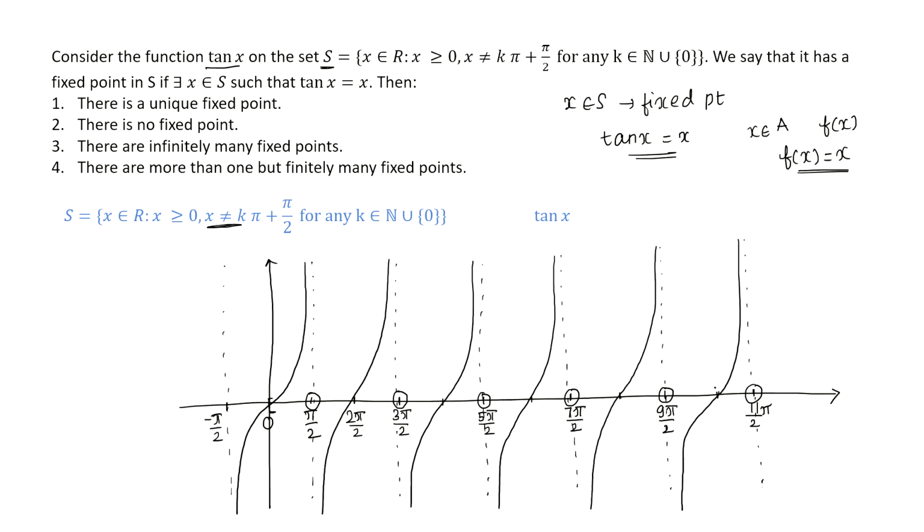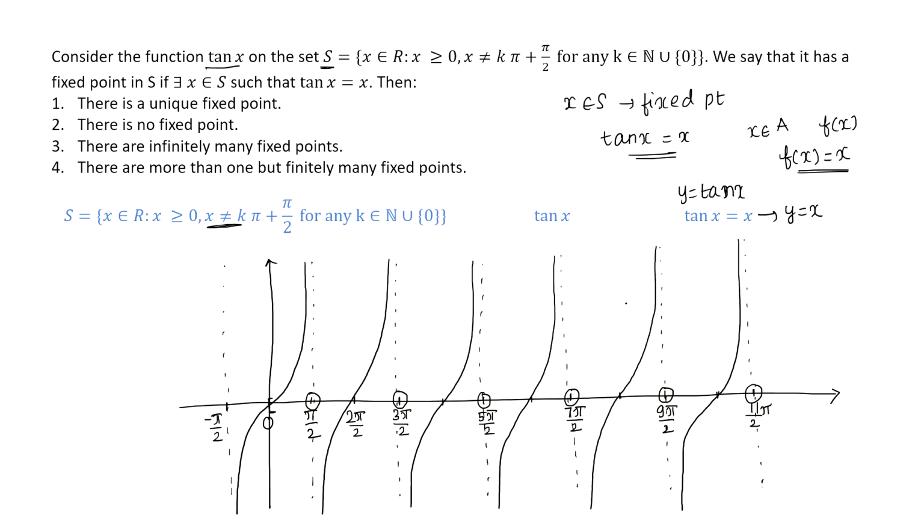Now, after plotting the graph of tan x, in the question they have asked us to find the fixed points for tan x in the set S. So, those fixed points will be the points which satisfy the equation tan x equals x. So, this is y equals tan x and this is y equals x, right? The RHS is x and the LHS is tan x. We have already plotted y equals tan x here.